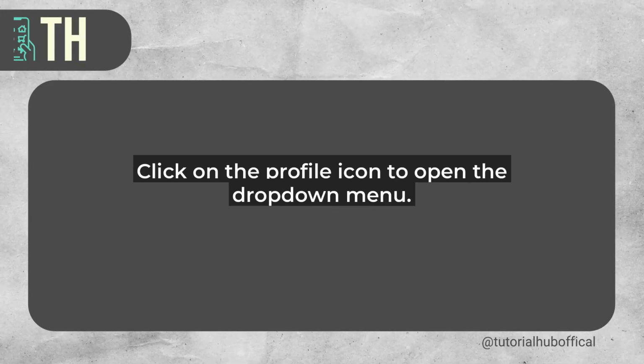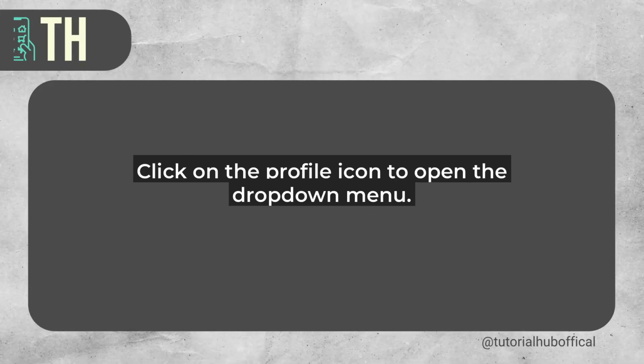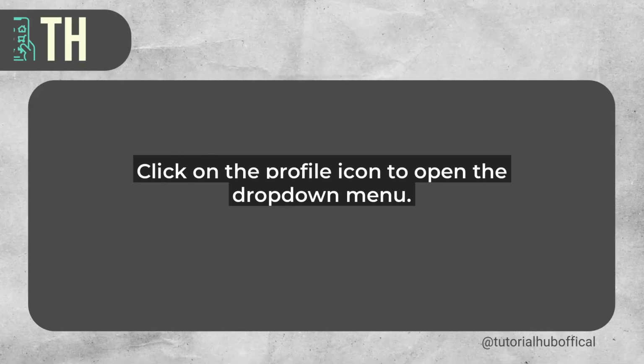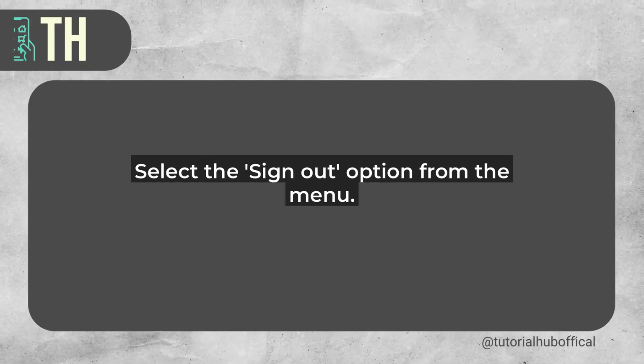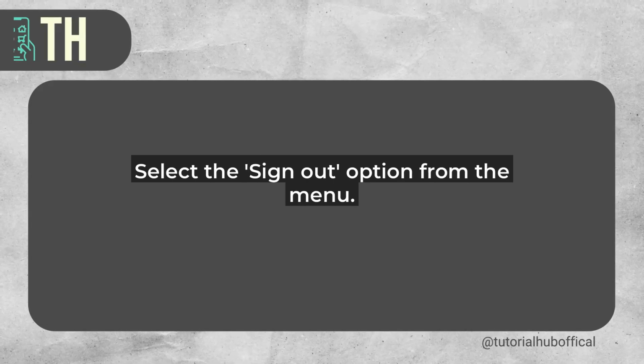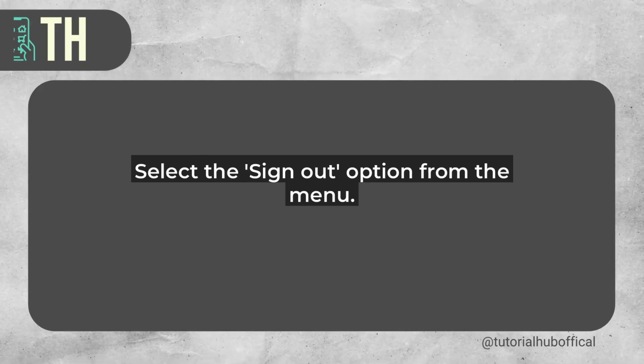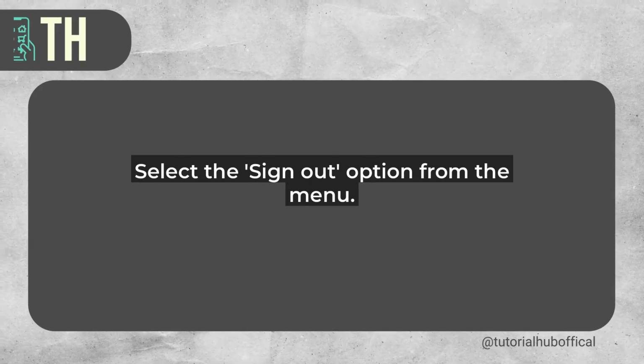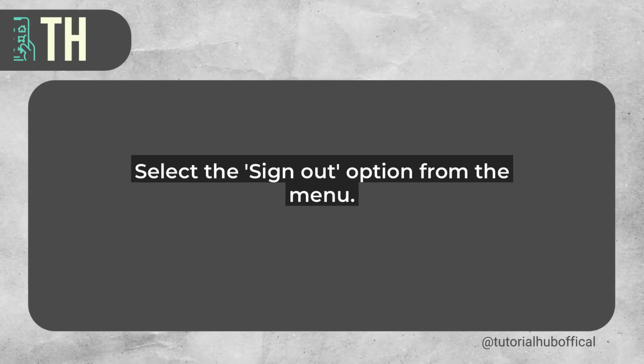If you're already signed in, you'll see your inbox and emails loaded up. If not, you'll need to log in first, but we're focusing on signing out today. Once you're in your Outlook account, look for your profile icon or picture in the top right corner of the screen. It's usually a circle with your initials or a photo. Click on that icon to open a drop-down menu.